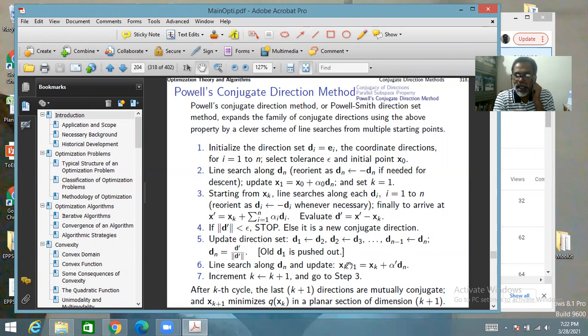Now this becomes your x, k plus 1. At the end of the first cycle, this will become x2. And then you make it 2 and continue from here again, step 3. Because this line search along dn, you have just now done here. This is along the new dn.